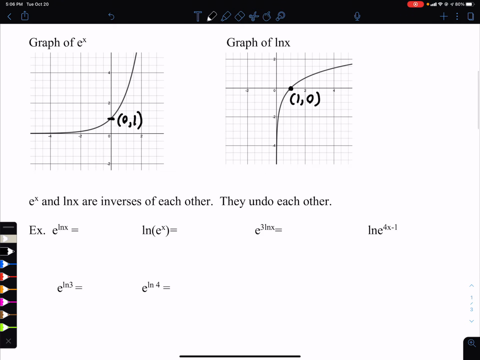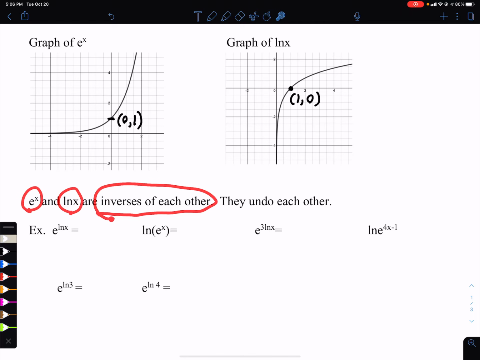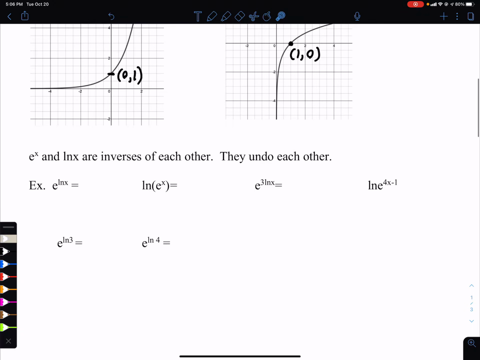Another thing you need to know: e to the x and ln of x are inverses of each other. They undo each other, just like adding and subtracting are inverses. Squaring and square rooting: you square something, then you square root, they cancel each other out. I have a few examples for you here. You have the e to the x function and the ln function. The e and ln undo each other, and that's going to be x. Same thing, it's just the opposite. We're plugging e to the x into the ln. They are going to undo each other, and you get x.